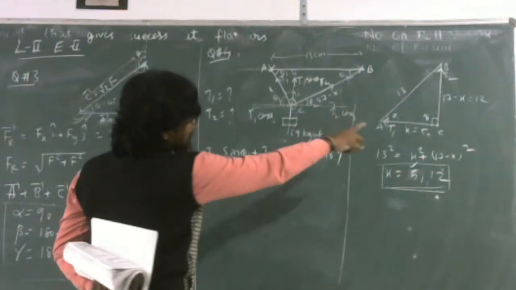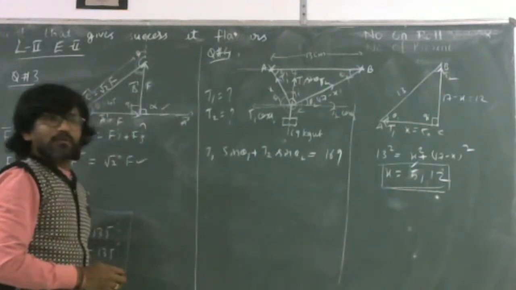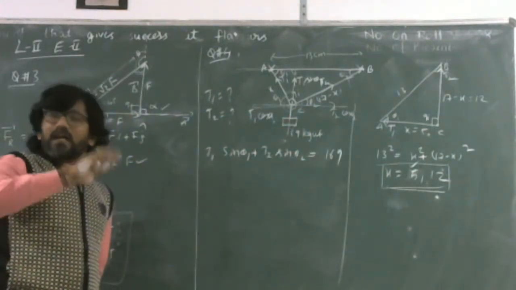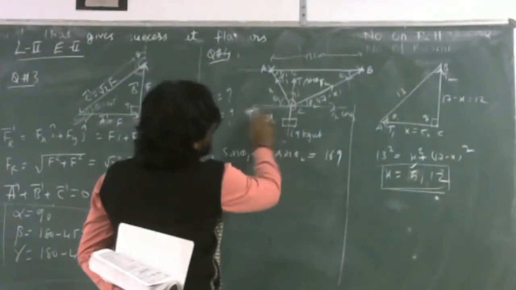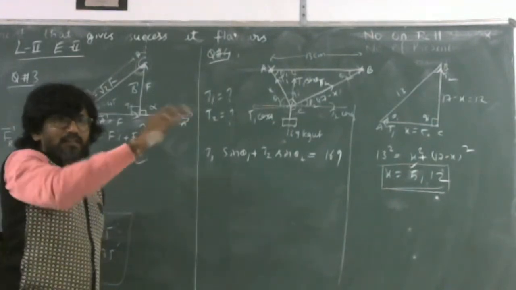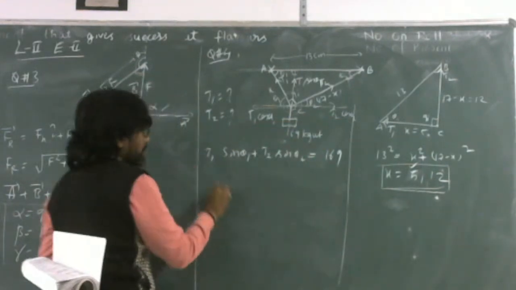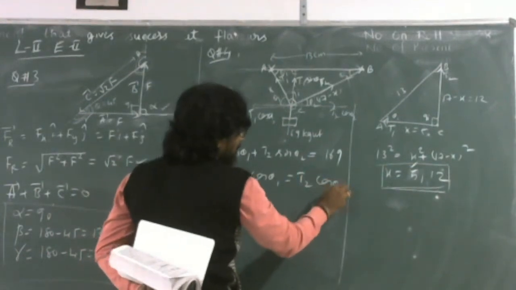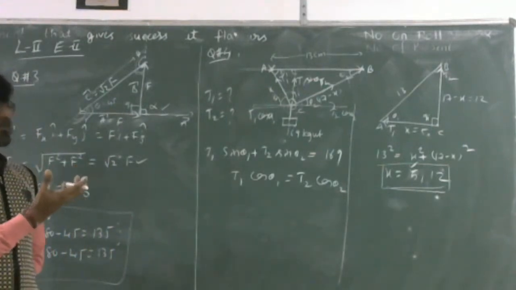From this triangle, you find out theta 1 and theta 2. So find sin theta 1 and sin theta 2 and substitute. You get one equation. Again, one more equation you have to take here. What is that? The horizontal direction. Net force is 0. In the horizontal direction there is no force. So you can take T1 cos theta 1 equal to T2 cos theta 2. So this kind of relations you have to work out.